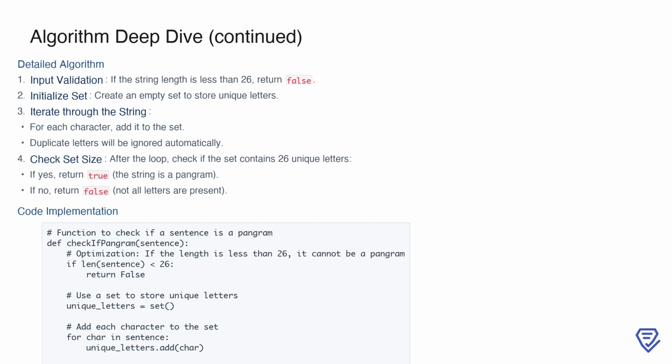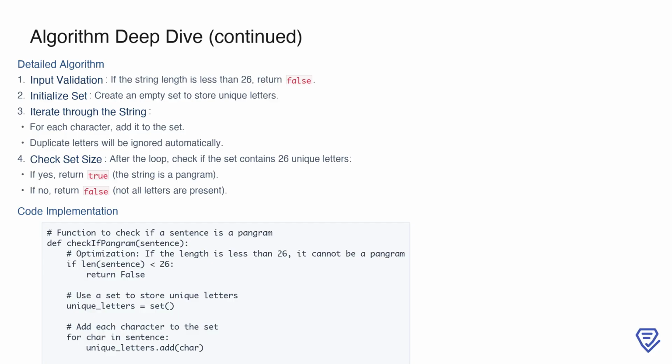Now let's delve into the detailed steps of the algorithm. First, we validate the input by checking whether the string length is less than 26. If it is, we return false right away. Next, we initialize an empty set, which will be used to store the unique letters we encounter. Then, we iterate through the string, character by character. For each character, we add it to the set. Since sets automatically ignore duplicates, we do not need to handle repeated characters manually.